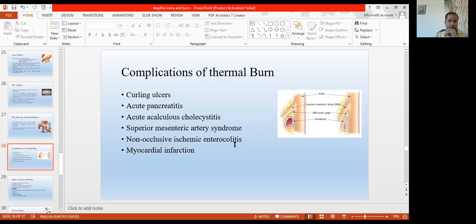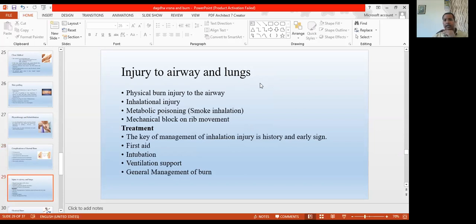Okay, so next we discuss the injury to the airway and lungs. This is when the patient especially has no other body injuries, only the airway is injured. That can happen mostly in a blast, or when the patient is directly exposed to very hot air, or inhales steam. In that condition, physical burn happens to the mouth, the upper respiratory tract, the pharynx, and it can injure them. If the patient inhales very hot air, it can damage the lower respiratory tract also.